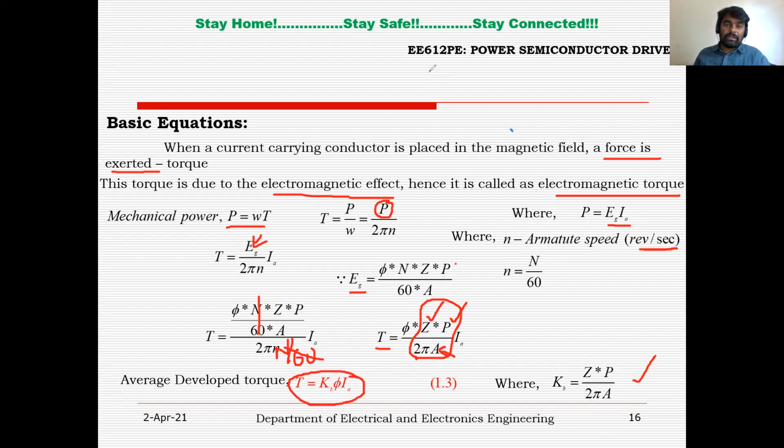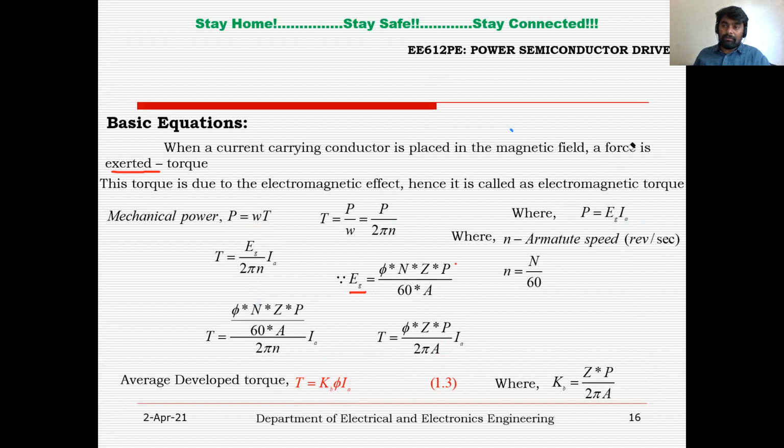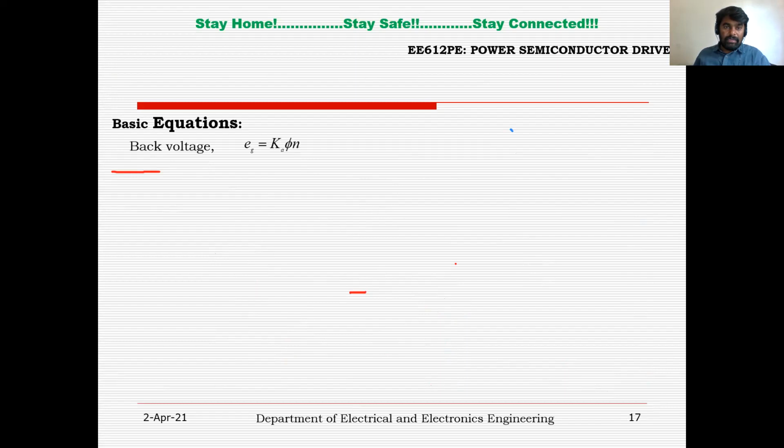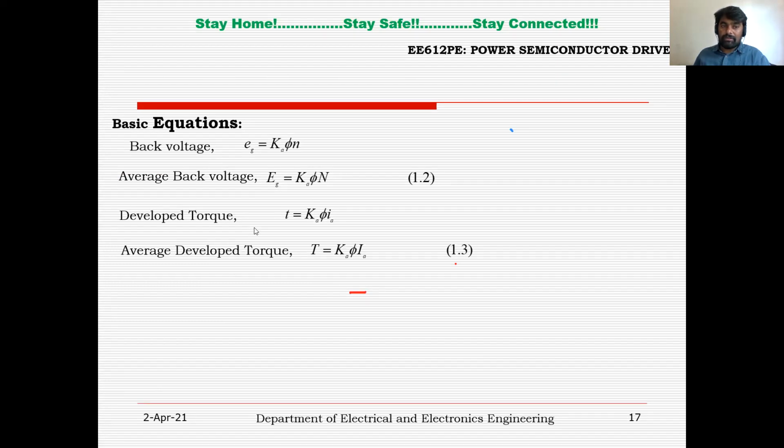Which means torque depends upon the armature current and the flux, whereas speed depends upon Ka phi into N. Back EMF depends upon that, right? So these are the two basic equations, and now we are going to see the torque speed characteristics of a separately excited DC motor, right? And these are the back EMF, instantaneous back EMF you can see, the average back EMF, torque, and the average developed torque. These are the expressions we have already derived.